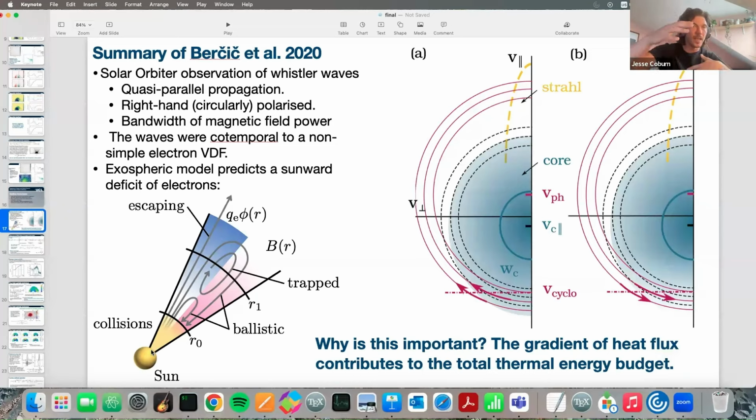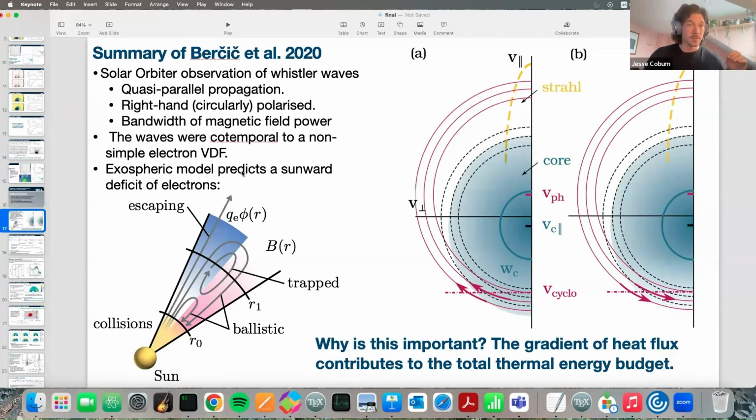Now the electrons feel this electric field as a potential well. So there's this potential well that's created, and it traps particles. This traps the electrons. I've put some ballistic trajectories here, ones that return to the sun, and then I've put some trapped ones here. It's that well that traps them as they move away, and then as they return, they'll mirror, just the magnetic mirror force, right?